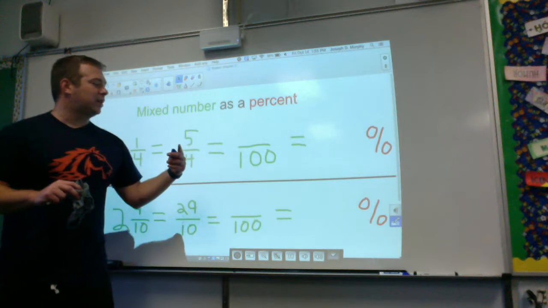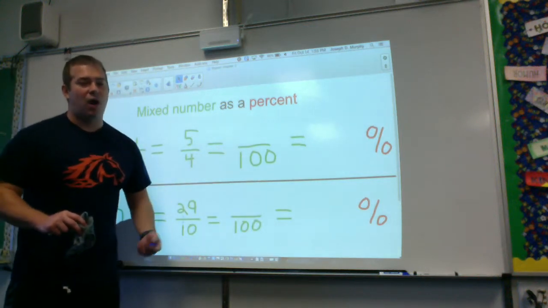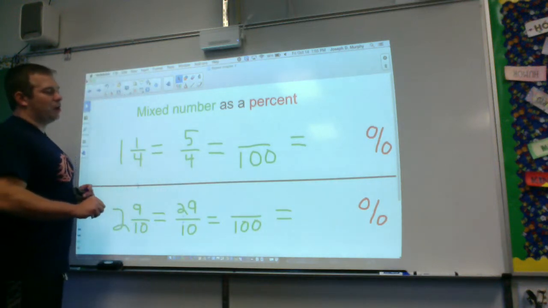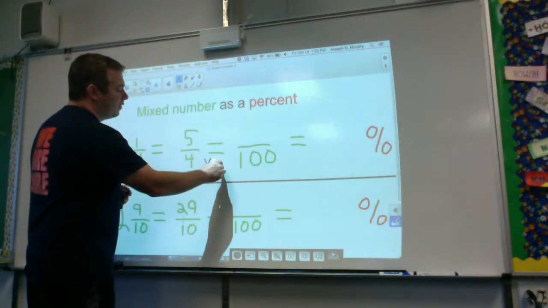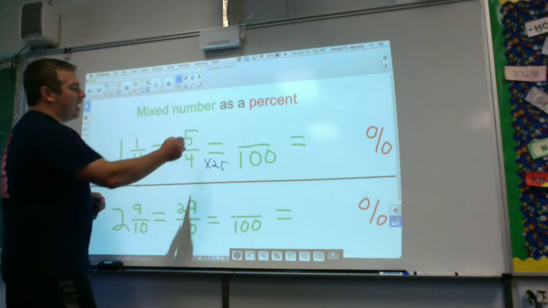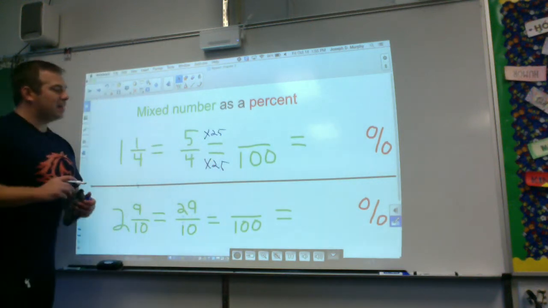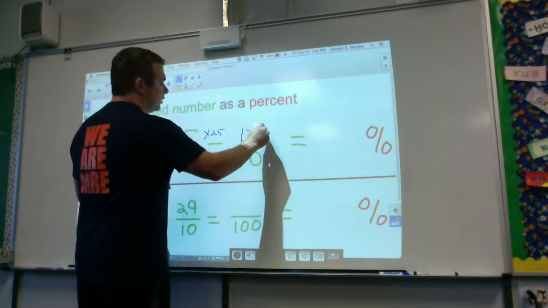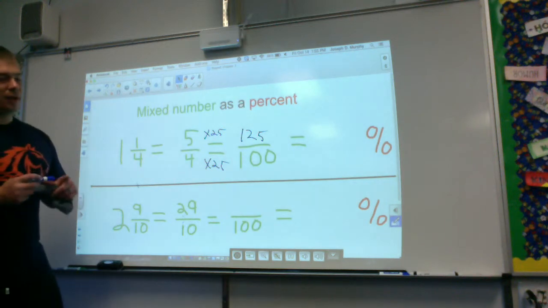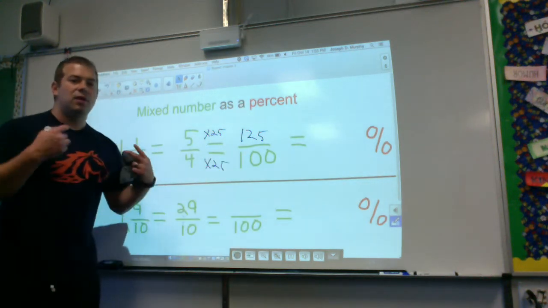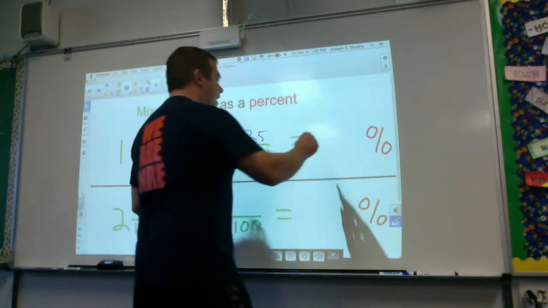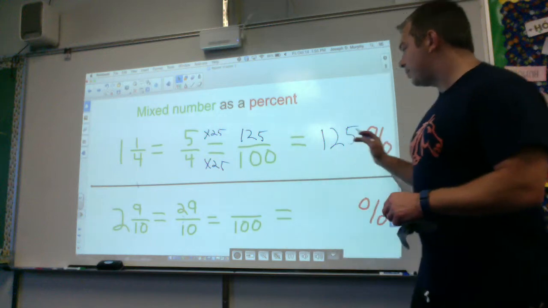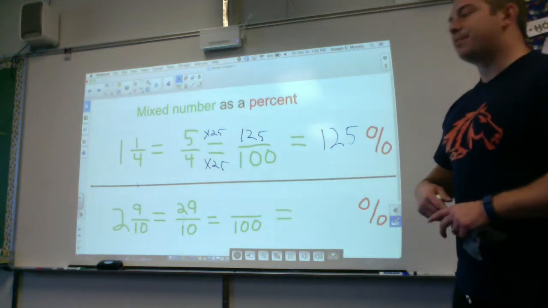Now I have to turn it into out of 100 because all percents are out of 100. How can I turn 4 into 100? Well, I know 4 times 25 equals 100, so 5 times 25 equals 125. So I have 125 over 100, and I know anything out of 100 is a percent, so I would have 125%. All I had to do is get rid of the 100 and put the percent sign. Anything out of 100 is a percentage.